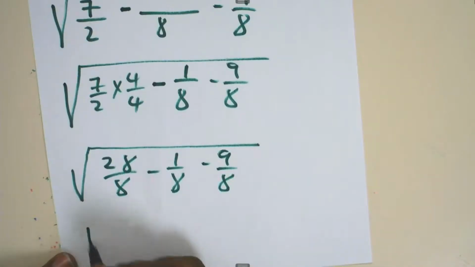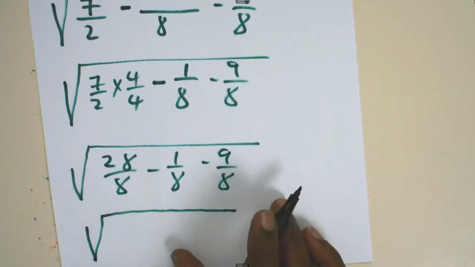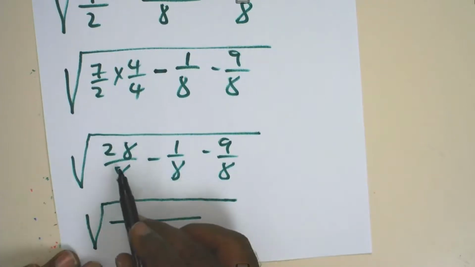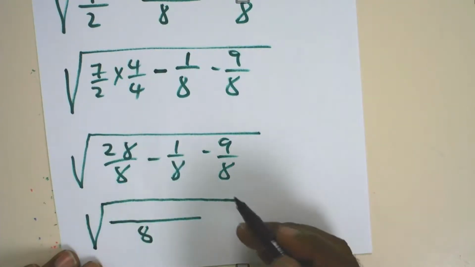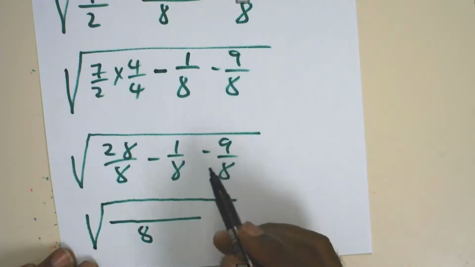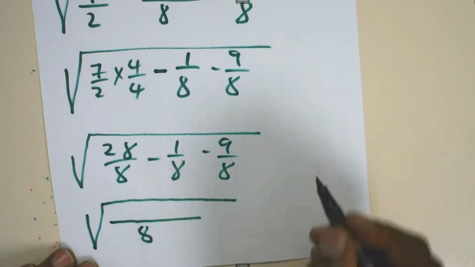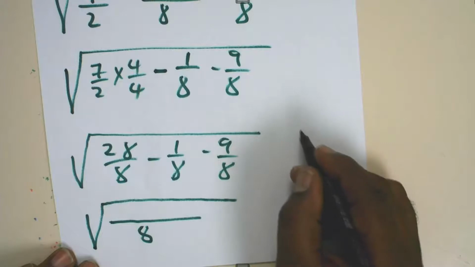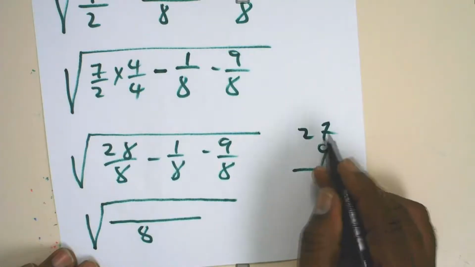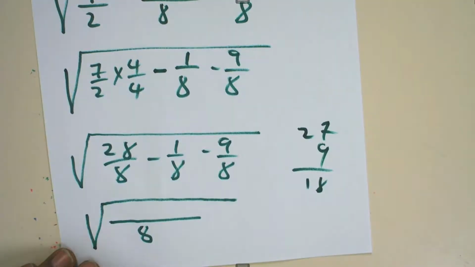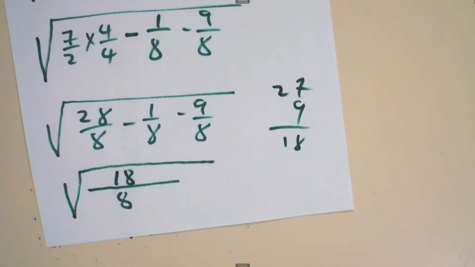Now we've got our LCM, lowest common multiple. We've got a commonality which is an 8. Now let's see. 28 minus 1, 27. 27 minus 9 is what? 18. So it's your 18 over 8. That's where we are at the moment.